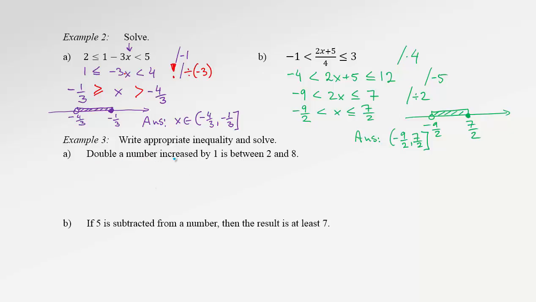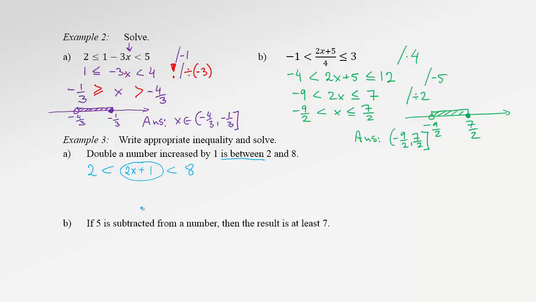Double a number increased by 1 is between 2 and 8. The phrase "is between" suggests that I'm supposed to have some sort of expression that will be enclosed by 2 and 8. Remember, between doesn't allow for the endpoint, so we don't have the equal sign here. It's strictly between. What is this expression? Double a number increased by 1. Double a number, unknown number, call it x, increased suggests addition by 1. So here's our inequality, and let's solve it in a similar way as before.